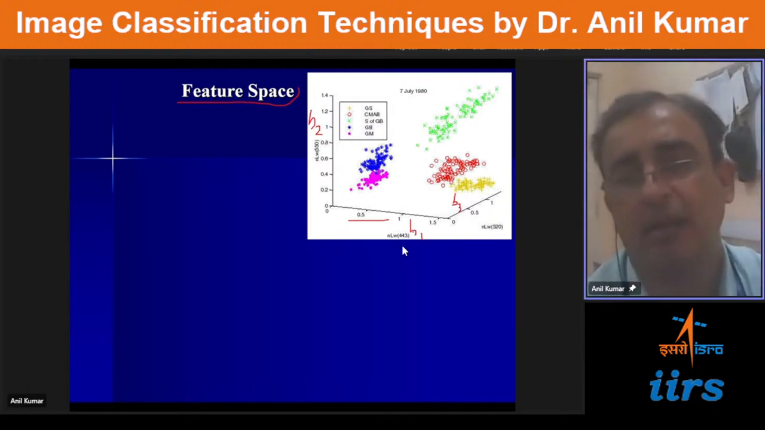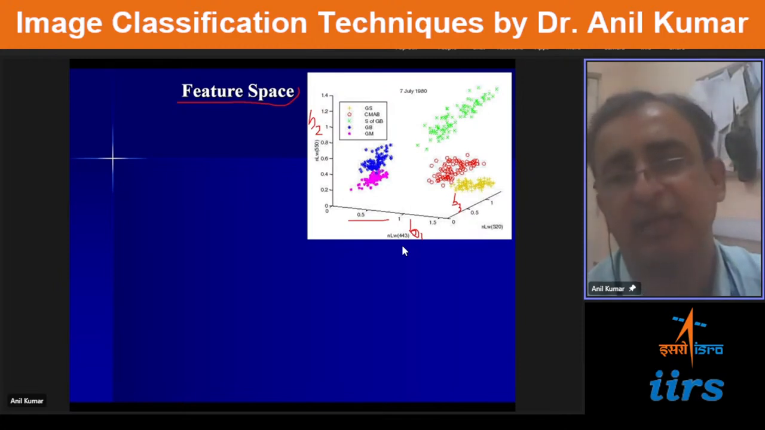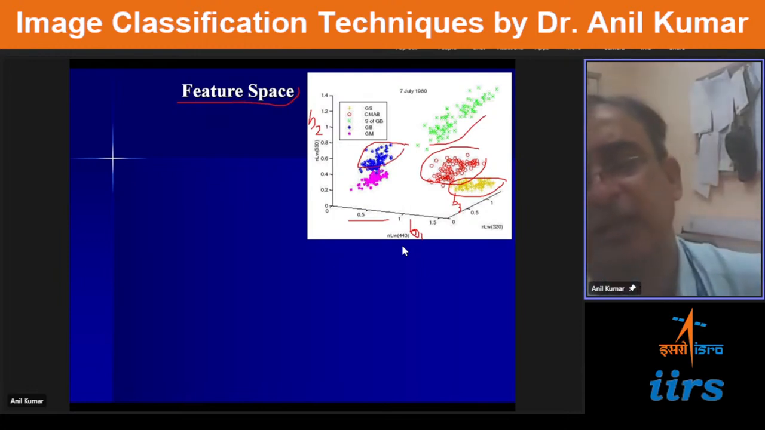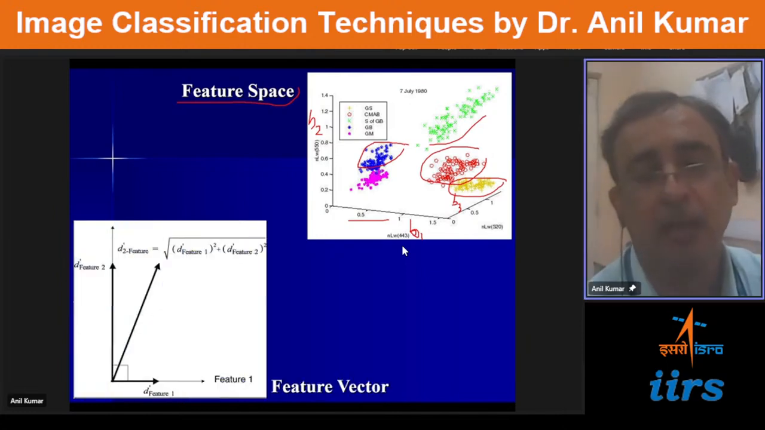So in this band combination, you can see a maximum of 3 axes, and you can plot the band values. This can be settlement, this can be agriculture, this can be forest, water body, and so forth. So you can have clusters of these class objects which are present on the ground, and you can visualize how this data is coming for different classes. This is called feature space, and in the feature space, if you find any point and draw a vector, that becomes a feature vector. Here this has direction and distance.